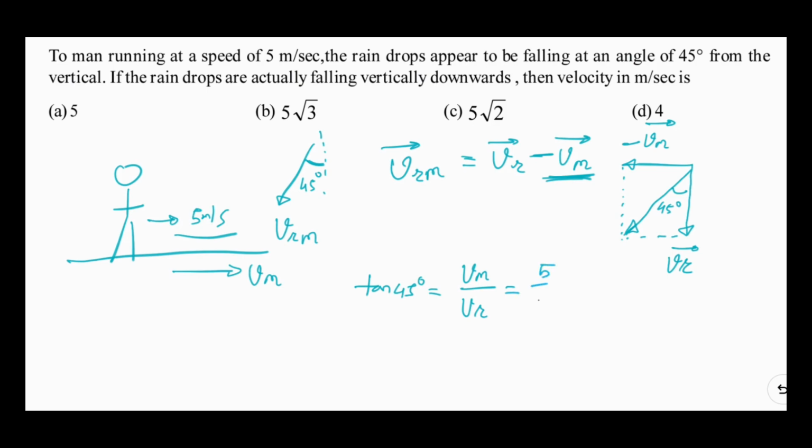Velocity of man is given as 5, velocity of rain we need to find out. Tan 45 is 1, so VR should be equal to 5 meter per second. This is the velocity of rain which is falling vertically downward, and in option A it is written 5, so it should be correct.